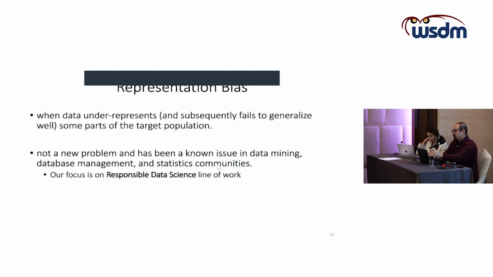All right, so representation bias. Representation bias happens when data underrepresents, and therefore subsequently fails to generalize for, some parts of the target population, right? So that in general is called representation bias. And representation bias is not a new problem. It has been studied and known in the data mining and database management communities and also statistics communities. There are some works from the late 90s or early 2000s related to it. But our focus in this talk is on representation bias through the lens of responsible data science, which is a recent line of work that appeared after 2017.